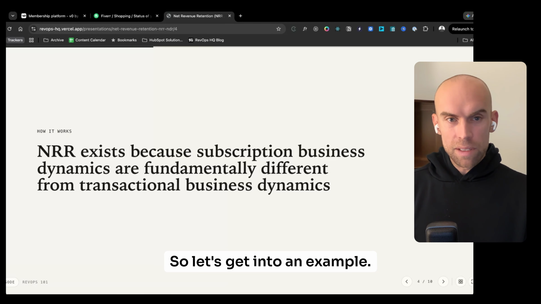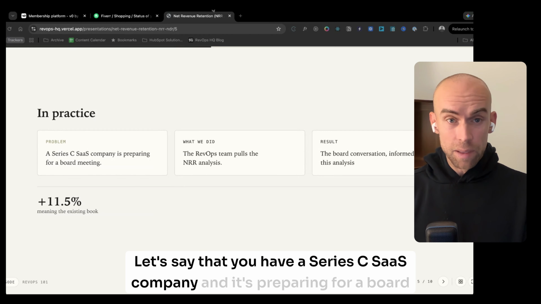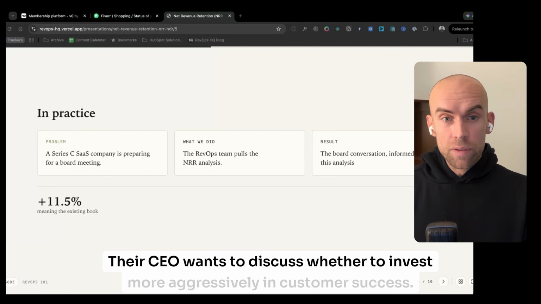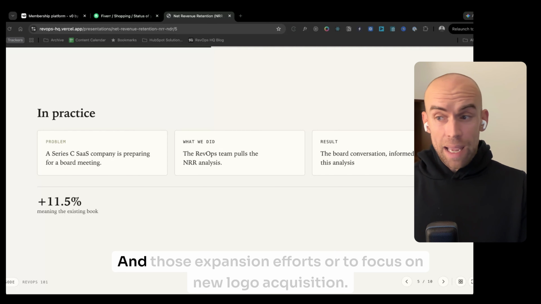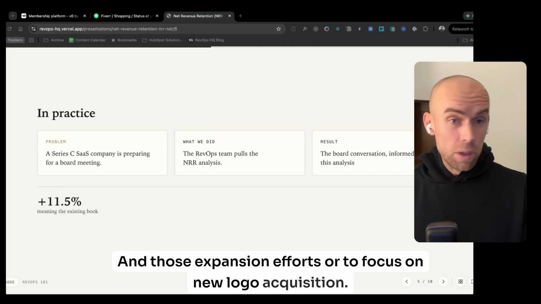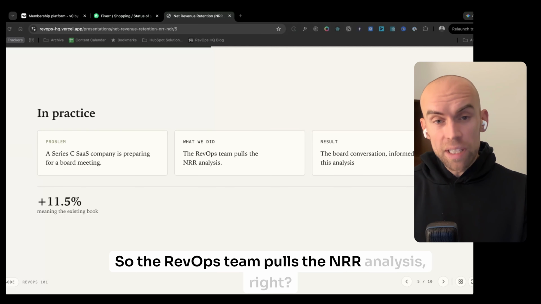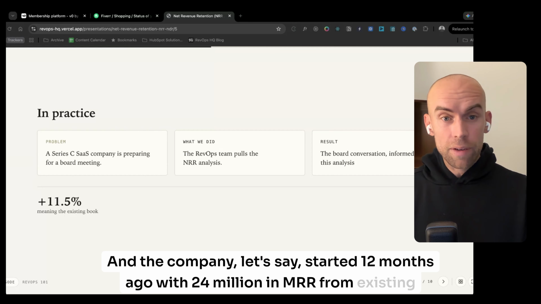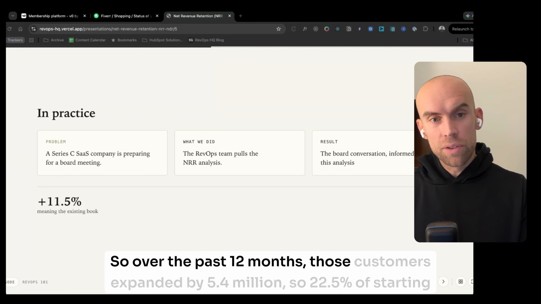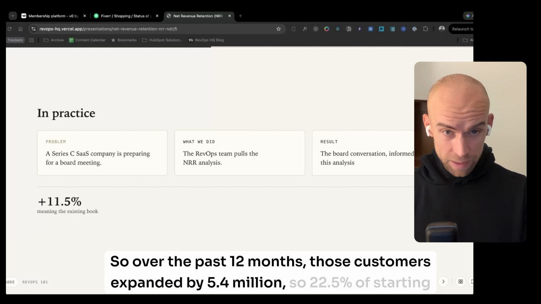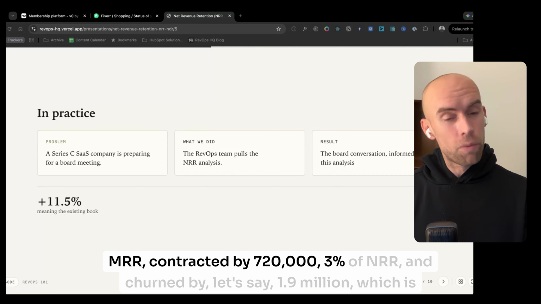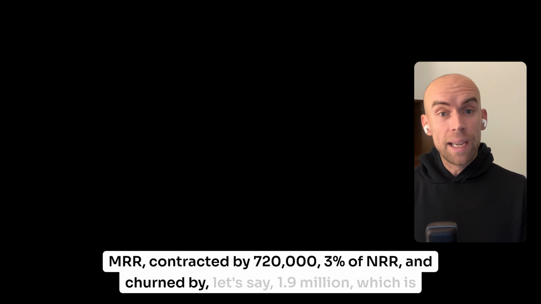So let's get into an example. Let's say that you have a Series C SaaS company preparing for a board meeting. Their CEO wants to discuss whether to invest more aggressively in customer success and those expansion efforts or to focus on new logo acquisition. So the RevOps team pulls the NRR analysis, right? And the company, let's say, started 12 months ago with 24 million in MRR from existing customers.